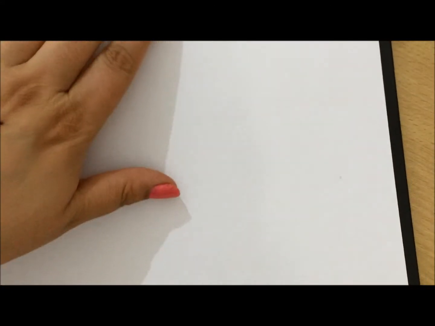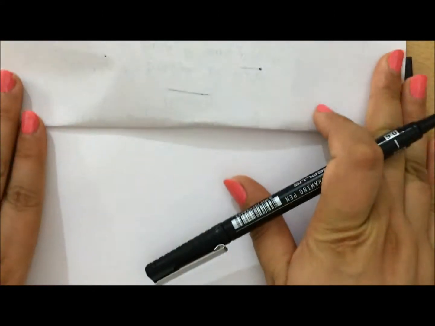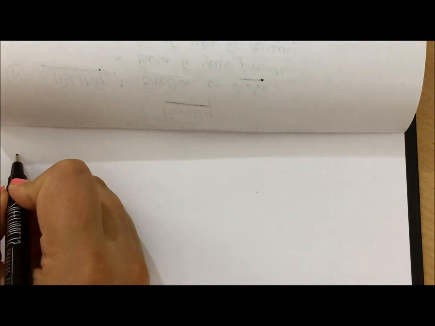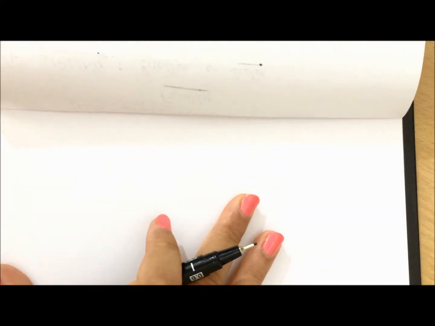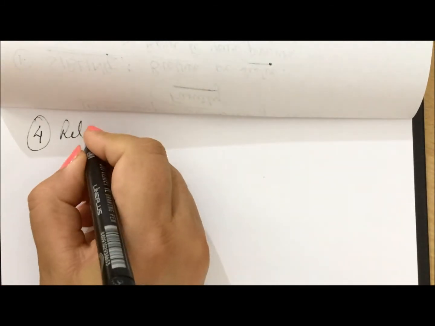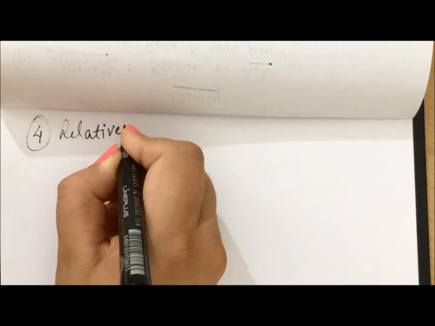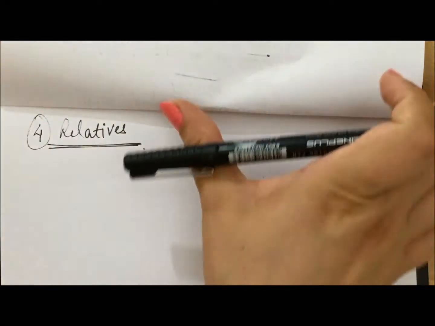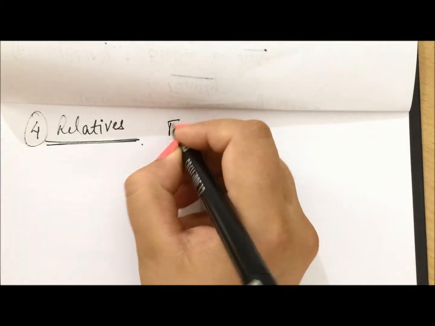Now, let's have a look at some other words. This is another very important word which is very commonly used. This is relatives. We all know who relatives are. Relatives are all our family members.